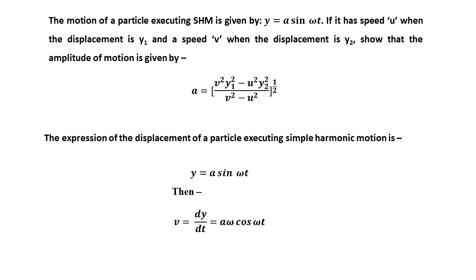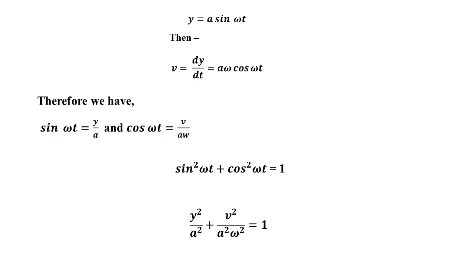The expression of the displacement of a particle executing simple harmonic motion is given by y equal to a sin omega t, we know. Then if we want to obtain the velocity, just taking the derivative with respect to time, v is dy dt, that is, the derivative of sin omega t gives us omega cos omega t. So the expression of velocity of a body executing simple harmonic motion is given by v equal to a omega cos omega t. So we have y equal to a sin omega t, that is the displacement, and velocity v is a omega cos omega t.